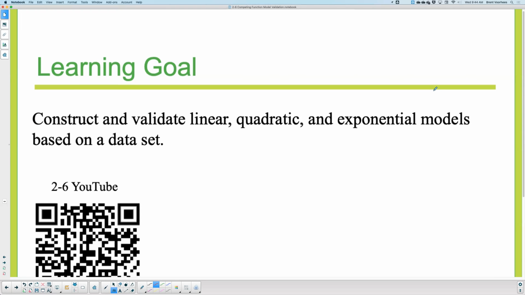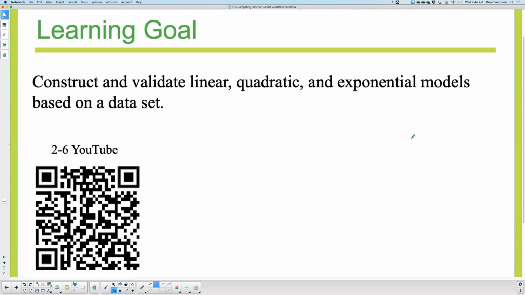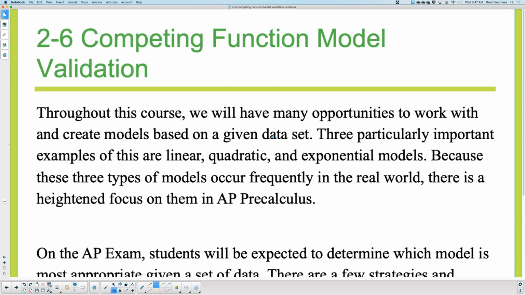We're going to begin lesson 2.6. Today, what we're going to do is compare linear, quadratic, and exponential models based off a data set. A lot of this I actually did in lesson, I can't remember off the top of my head. It was in unit 1 where we compared linear to quadratic to cubic. Today, we're going to do linear, quadratic, and exponential models.